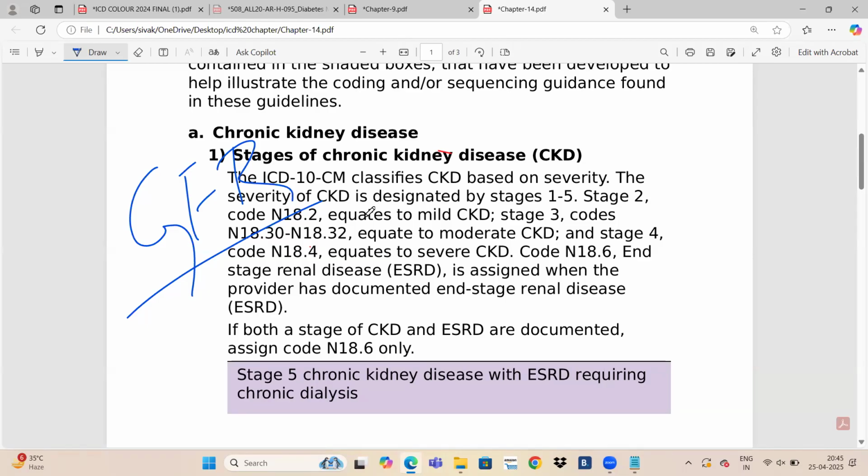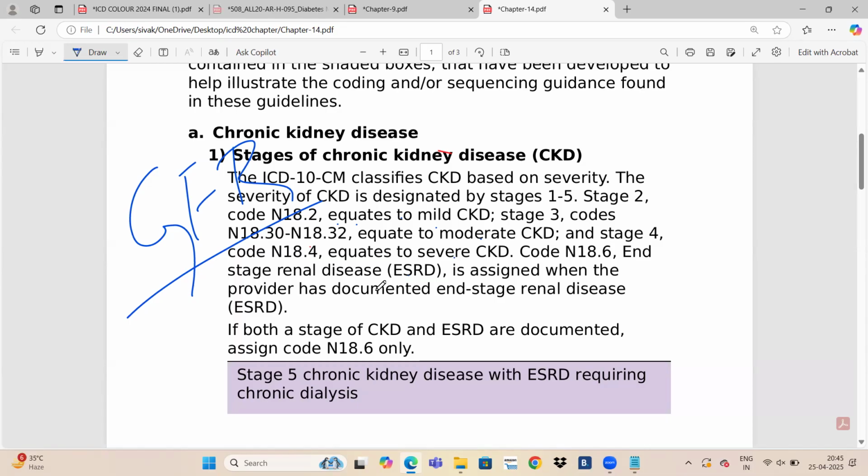So next, CKD mild means stage 1, 2, and 3. CKD stage 2 mild. Stage 3 codes moderate. CKD 4 severe. Then end stage, okay? ESRD.